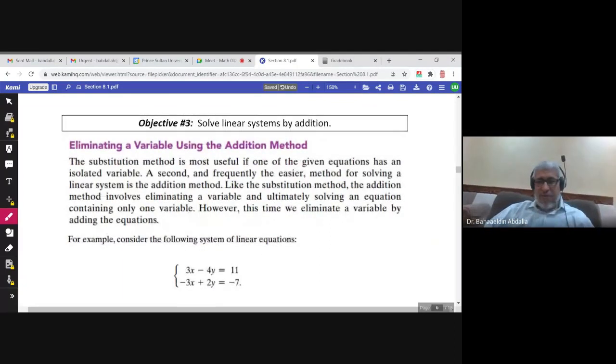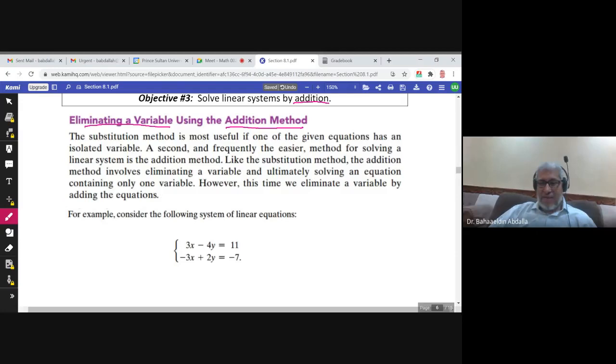The third objective in this section is how to solve linear systems by addition. So the first method is substitution. The second method is the addition method. We here in this method also eliminate one of the variables. So we will get one equation in one variable, similar to substitution, but we will use a different method called addition method. Okay. How? Here we add the two equations. We eliminate one of the variables by adding the two equations.